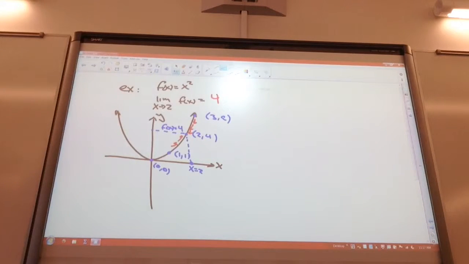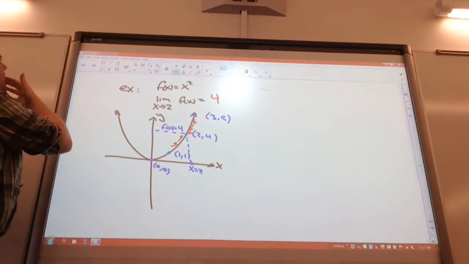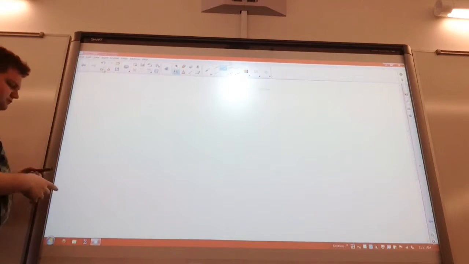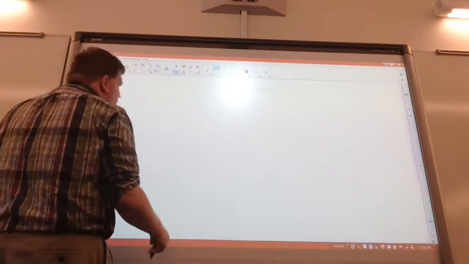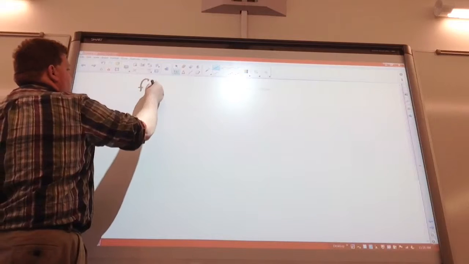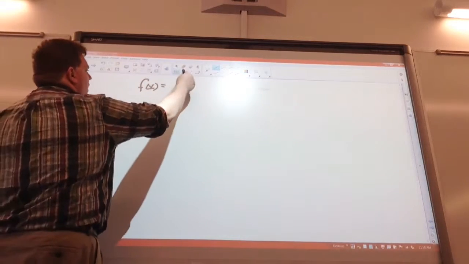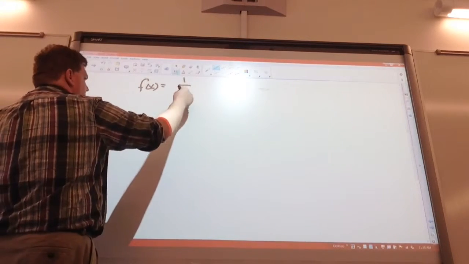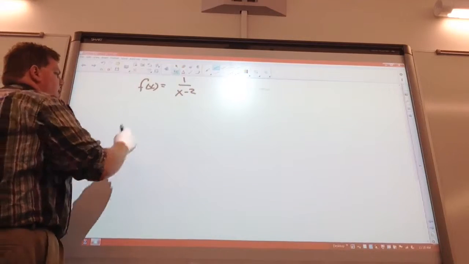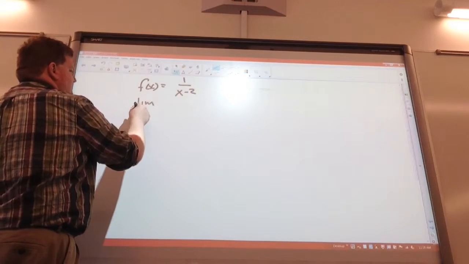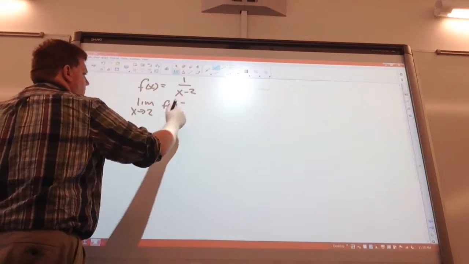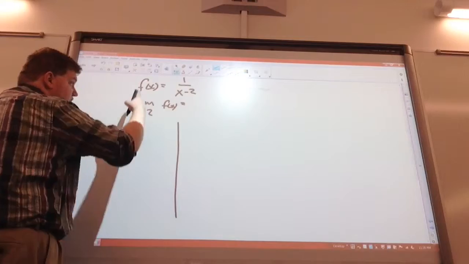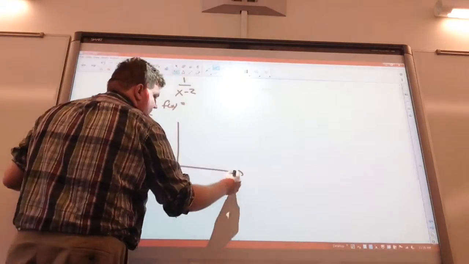Let's take a look at another example, one that isn't so clear-cut, or one that doesn't work so nicely. Let us do a rational function. We'll do f of x is equal to 1 over x minus 2, and we want the limit as x approaches 2 of f of x. Well, let's go ahead and graph 1 over x minus 2.